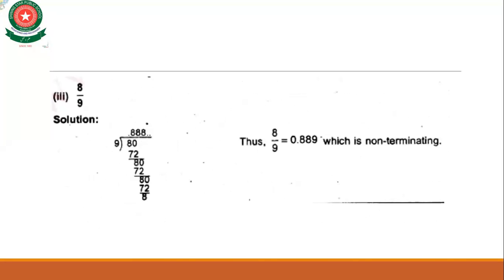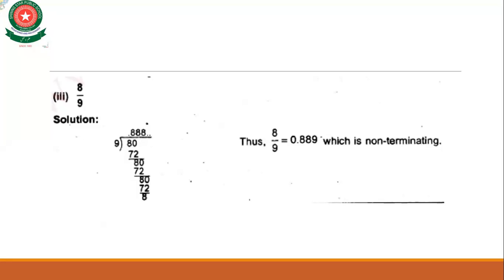Part number 3, 8 by 9. Here again, we will put 8 inside the division bracket and 9 outside. And we know that 8 is less than 9. So we have to put 0 along with it to make it 80. And when we multiply 9 with 8, we will get 72. The remainder will be 8. Again, we will add 0. Then multiply 9 with 8 to get 72. And the equation will go on like this.